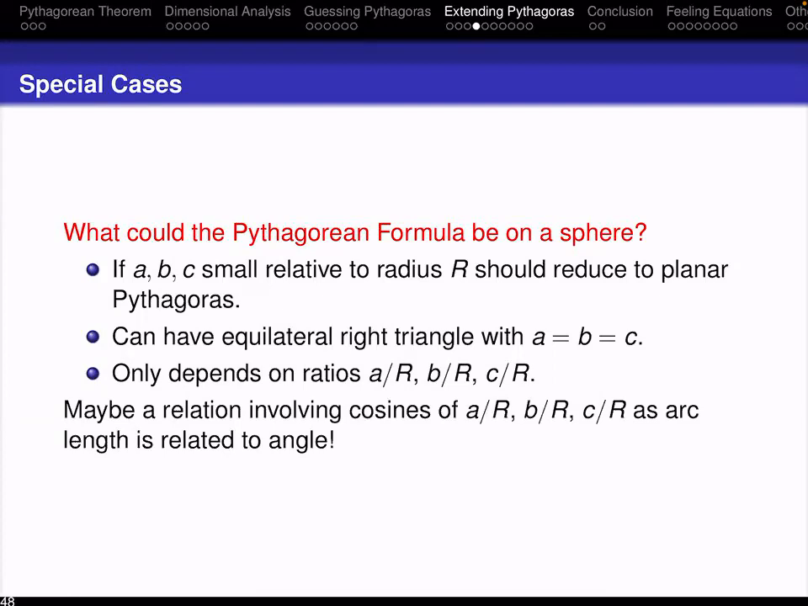And then a little bit of thought gives maybe the insight: maybe it should somehow involve the cosines, or maybe even the cosines and the sines of these quantities, because arc length is related to an angle. So this is why we use radians when we measure angles. The derivative of cosine is minus sine. The derivative of sine is cosine. This only works when we use radians. If you use degrees, you have this pesky conversion factor of 180 over pi.